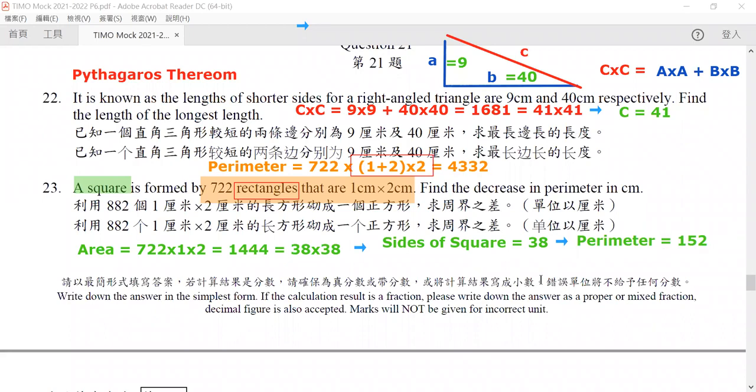So what's the difference between this number and this number? The difference is huge, right? The difference is equal to 4332 minus 152, which is 4180. So this is our answer for 23.